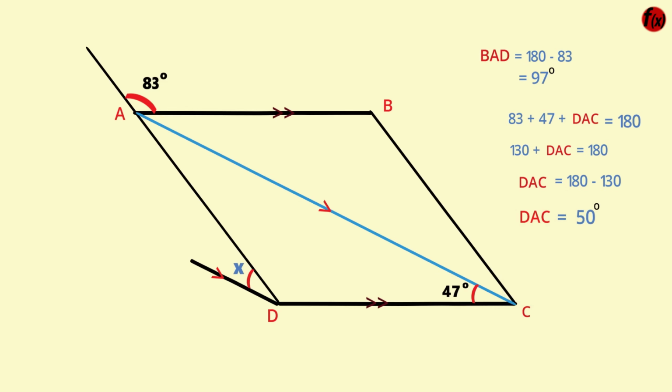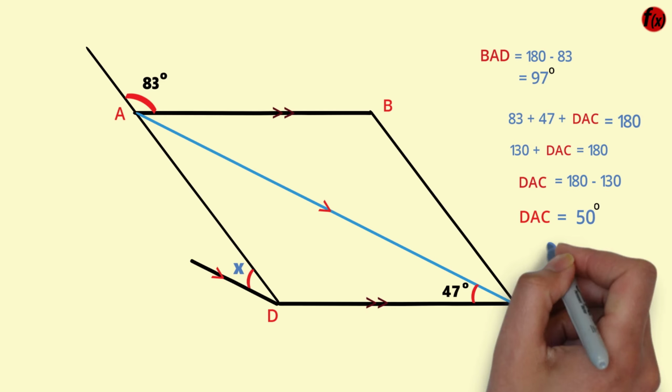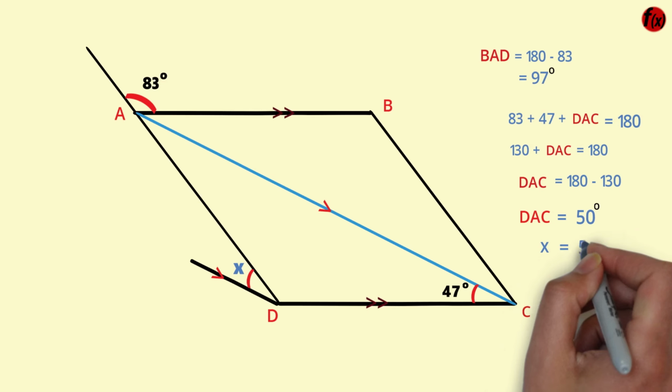Therefore, angle X equals angle DAC equals 50 degrees. The final answer is 50.